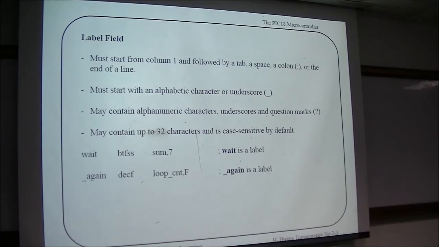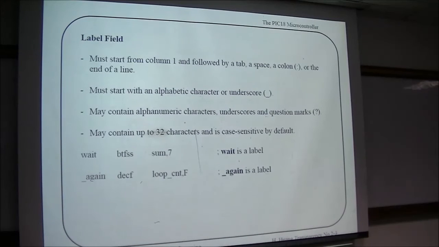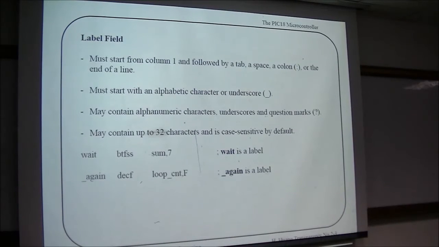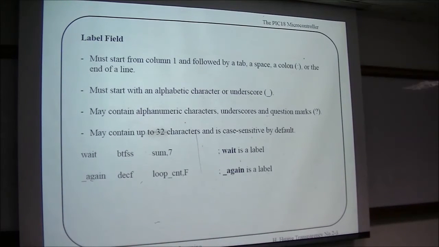The label field must start with an alphabetic character or underscore. Alphabetic is not alphanumeric. Alphabetic means A to Z. Or you can start with underscore. It may contain alphanumeric characters, which means in between you can have characters like 7, 6 and things like that, as well as underscores and question marks. These are the only allowable characters. It may contain up to 32 characters and is case sensitive by default.